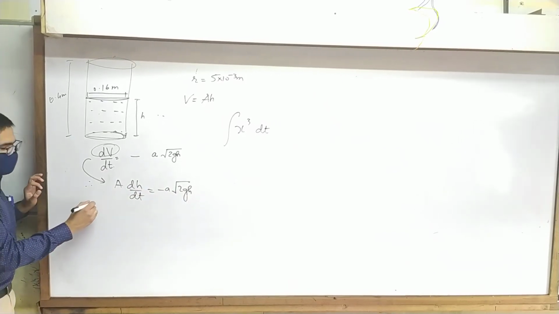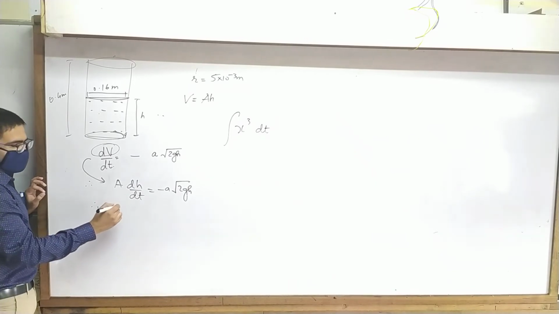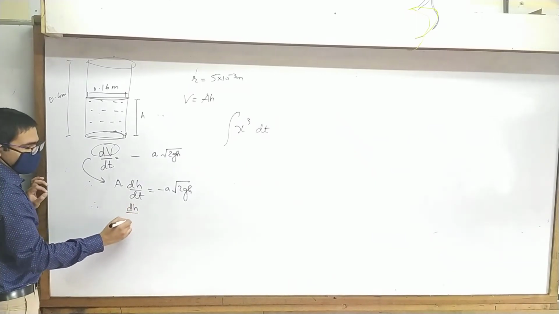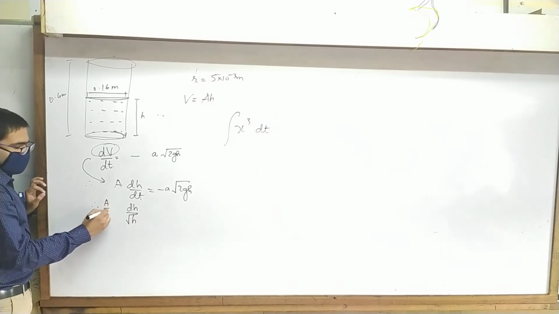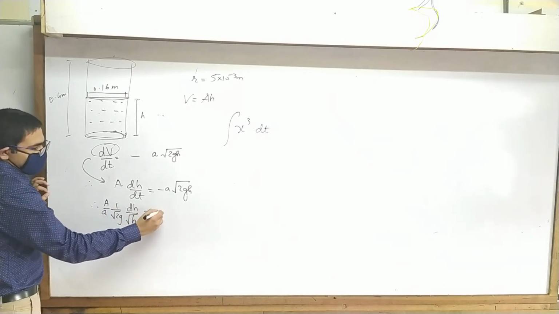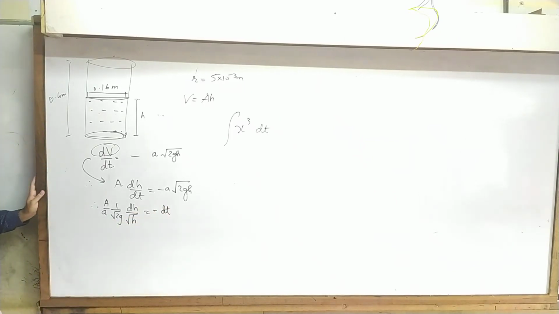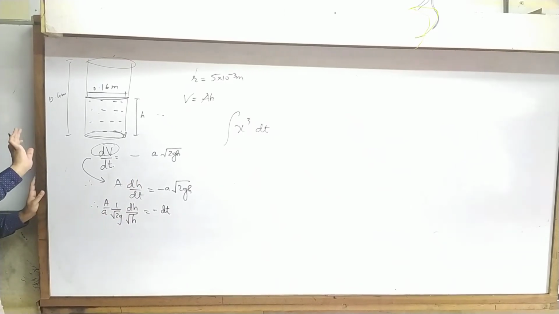So whenever you come across such a situation, you put all things with h on one side and the things with t on the other side. This is called variable separable, you will learn this in 12th standard, after 6 months of 12th. But we can't wait. So this will become dh by root h, a by A, and here you have 1 by root 2g. Is this clear what I have written here? Yes, no. 2g on this side, A on this side, root it, and dt on that.